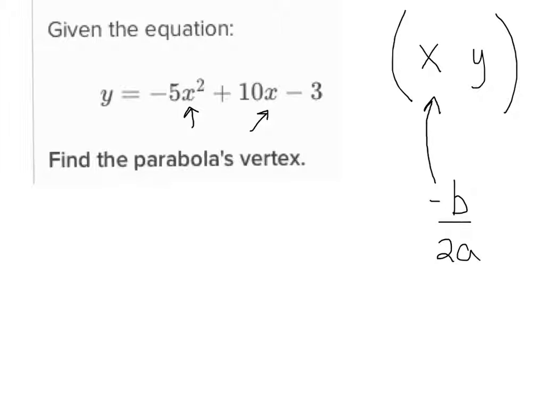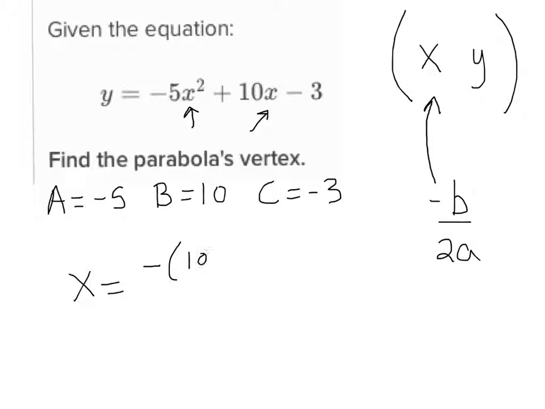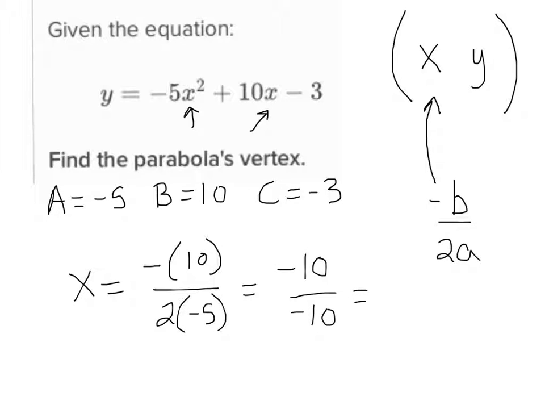First, I like to list what a, b, and c are. a equals negative 5, b equals 10, and c equals negative 3, right? Yep. And so my x value is negative, and then whatever b is. And notice when I put a number in for a letter, in other words, I put 10 right here in for b, didn't I? Anytime I put a number in for a letter, I put it in parentheses, over 2 times a, which is negative 5, and that gives me negative 10 over negative 10, which equals positive 1. Oh, right? I did that wrong.